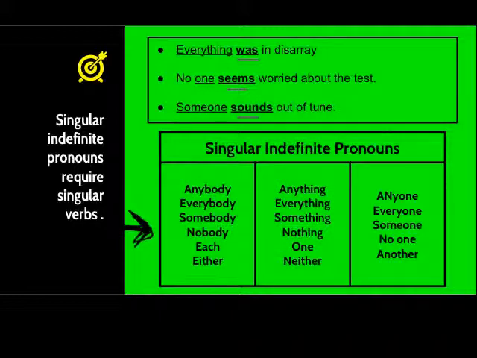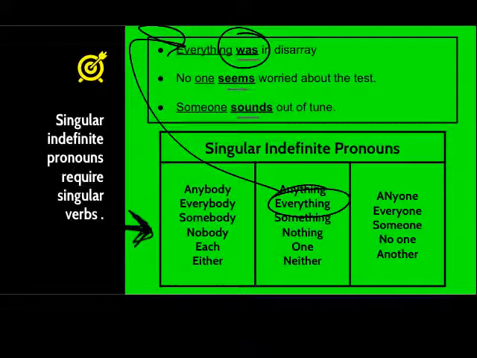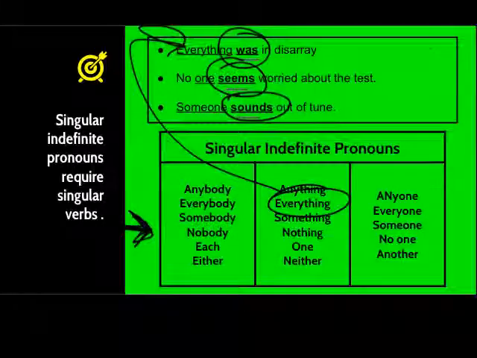So, everything was in disarray. Everything is here on our singular chart, so we need to have a singular verb that goes along with it. No one seems worried about the test. One is singular, so the verb needs to be singular as well. And someone sounds out of tune. Singular someone, so singular verb form.